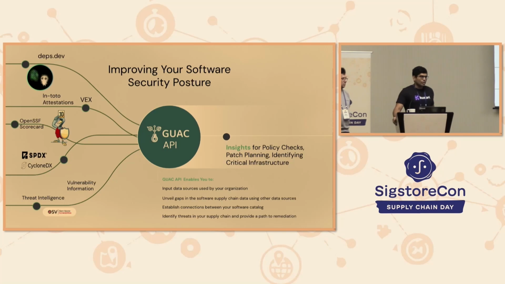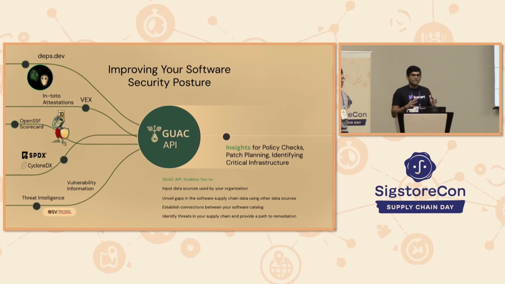So just a quick overview of what GUAC is. GUAC started off as something we wanted to make very modular and very pluggable. So it takes in a lot of different document types. For example, it takes in SBOMs, software bills of materials like SPDX and CycloneDX, vulnerability information, and in-toto attestations like SLSA. It also pulls in other public data sets, for example vulnerabilities, deps.dev information, license information, end of life, and whatever else is out there.